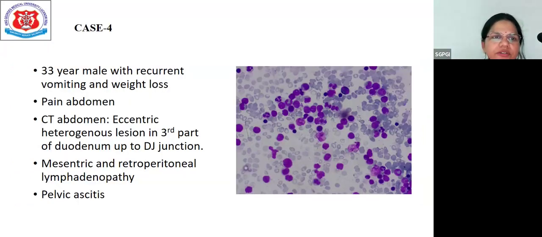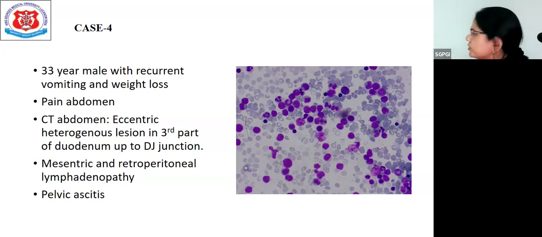This is a case of a 33-year male with recurrent vomiting and weight loss associated with pain abdomen. CT abdomen showed eccentric heterogeneous lesion in third part of duodenum up to the duodenojejunal junction. Mesenteric and retroperitoneal lymphadenopathy was present, and patient also had ascites. So this is a bone marrow smear. So what you can make out from here?